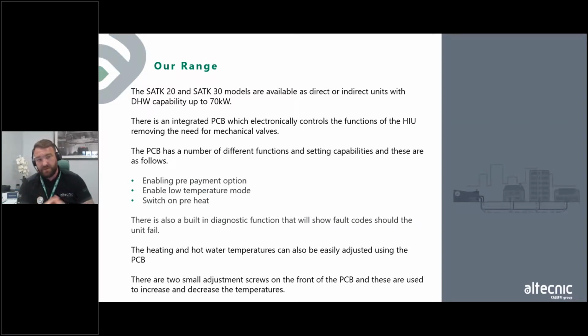So there is a difference, obviously, between mechanical and electronic HIUs. We have a PCB in ours which controls that, but the PCB also has a number of different functions and setting capabilities. So we can enable prepayment. If the customer is not necessarily on a tariff with an energy supplier, we can give them a prepayment option, which means they have to preload it with credit. Then if it's not on there, you can switch off the controls so they don't get any heating or hot water. We can have a low temperature mode, so if you want to go into underfloor heating, etc., we've got the capability to do that electronically.